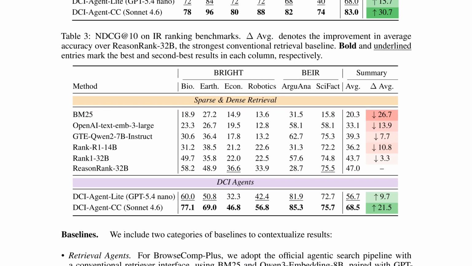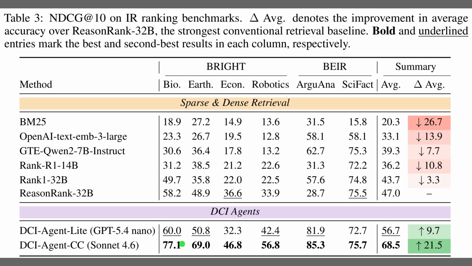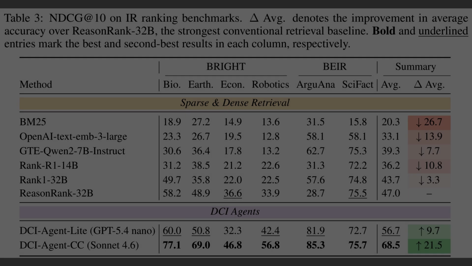Table 3 evaluates information retrieval ranking using normalized discounted cumulative gain at 10. This metric tracks how well a system ranks the top 10 most relevant documents. The top half lists traditional sparse and dense retrieval methods, topped by ReasonRank 32B. In the bottom section, the direct corpus interaction agents completely dominate. The high-capacity Sonnet 4.6 agent takes first place across the board, pushing the average score up by over 21 points. Even the lightweight GPT 5.4 Nano version secures second place overall.